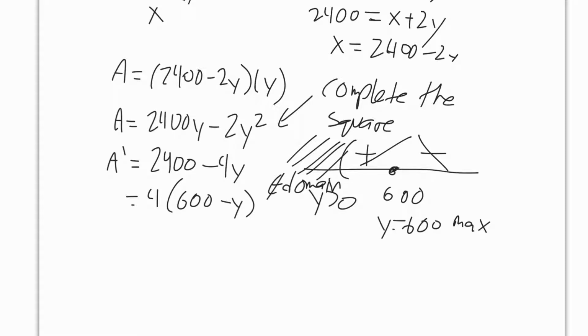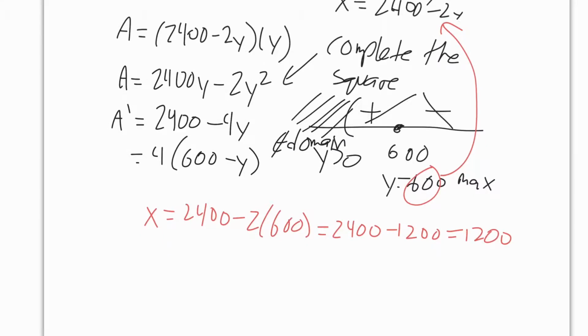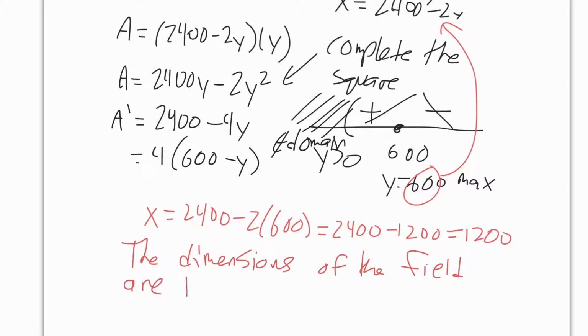So we take this, plug it in up here, and we get x is equal to 2,400 minus 2 times 600. So 2,400 minus 1,200, so 1,200. And so our final answer is that the dimensions of the field are 1,200 feet by 600 feet.